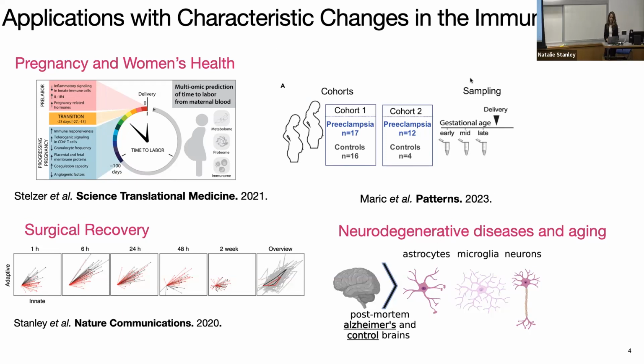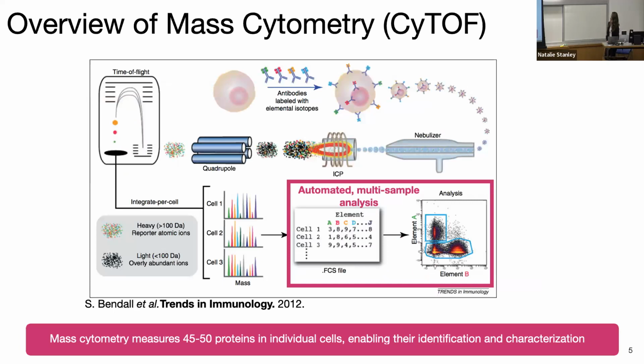And then finally, an area that I've become interested in is neurodegeneration and diseases of aging, where we want to study neurons, glia, pathologies, and immune cells, and how all of these things interact as a person ages or experiences neurodegeneration.